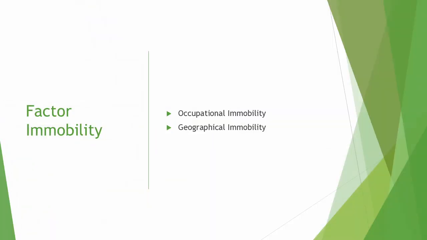Occupational immobility is the inability of workers to change jobs due to a lack of skills, qualifications, or training. This leads to market failure in society as labor resources are not used efficiently across the economy. Geographical immobility is the inability of workers to move between locations to access employment opportunities. This leads to market failure in society as labor shortages and unemployment persist in different regions.